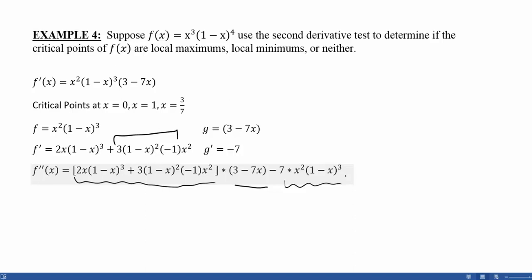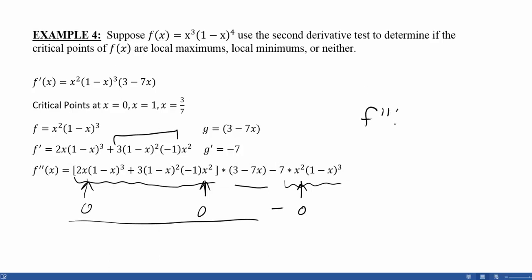Now, once I have my second derivative, again, I want to plug in my critical points to try to determine if the second derivative is positive, negative, or 0. If I tried to plug in a 0, what's going to happen here is that this first term is going to be 0. This term is also going to be 0 because of the x squared, and it's multiplying this. So this whole first part here is going to be 0, minus, and then this term's also going to be 0. So when I plug in a 0 into the second derivative, I get 0. So the test is inconclusive.